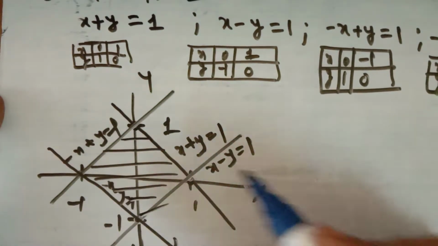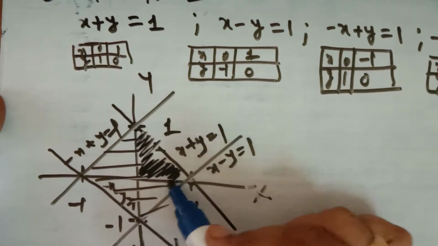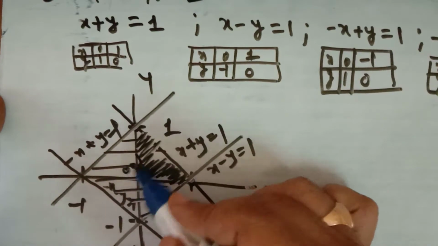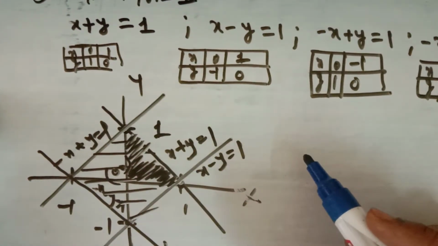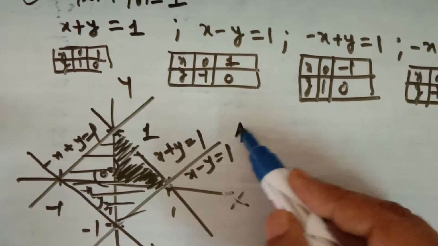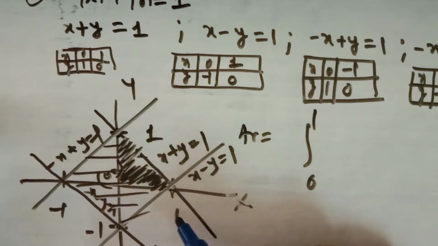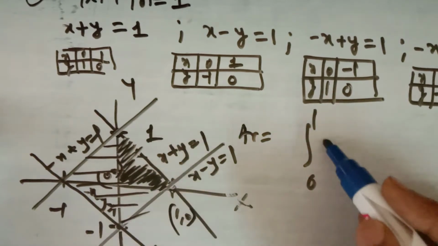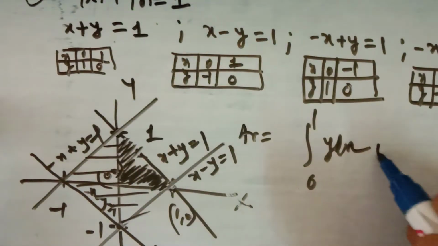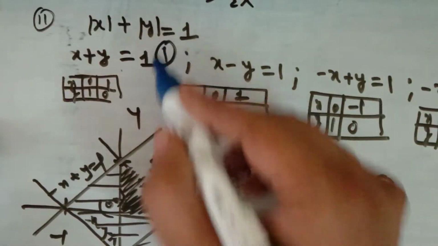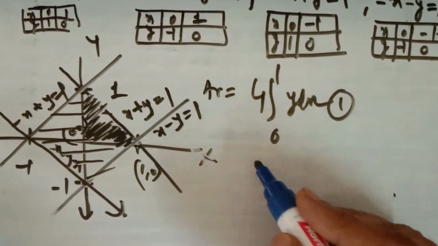Now how can you find this area? You find the area in the first quadrant, with the origin 0, 0 as the limit coordinate, and multiply it by 4. So the required area is, from 0 to 1, this is the point 1, 0, integral of y with respect to x, this is the first equation, and multiply by 4. So it is a very simple question.